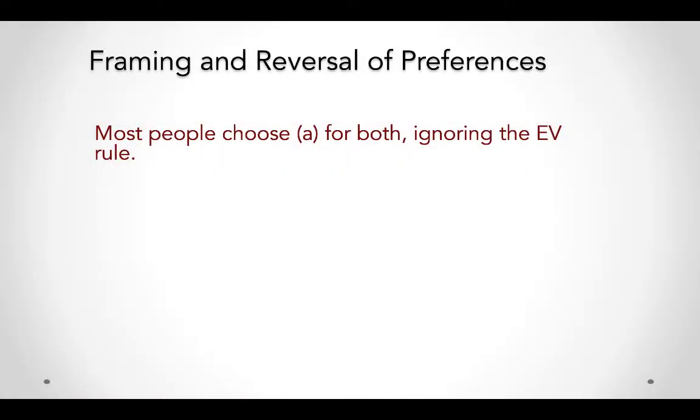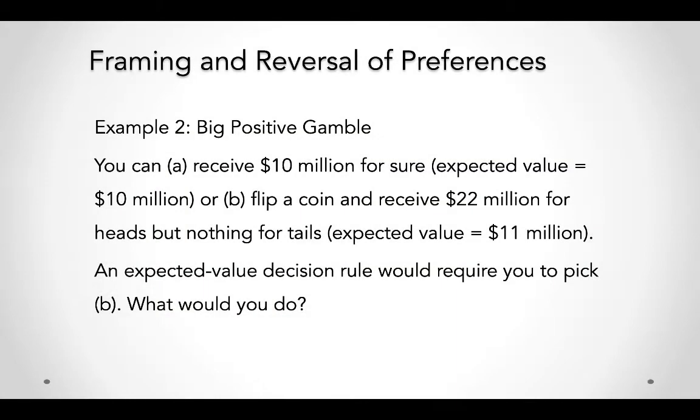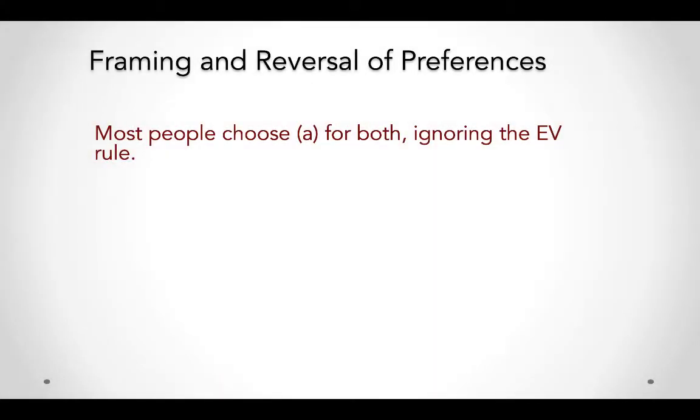So in this case, most people would choose A for both, ignoring the EV value, right? So we don't care about the settlement. We're going to fight, most of the people. And in the other case, we're going to get 10 million for sure, and we ignore the expected value of 11 million, which is higher. So we're not doing that. We're ignoring the EV value. So there's something else here, right?